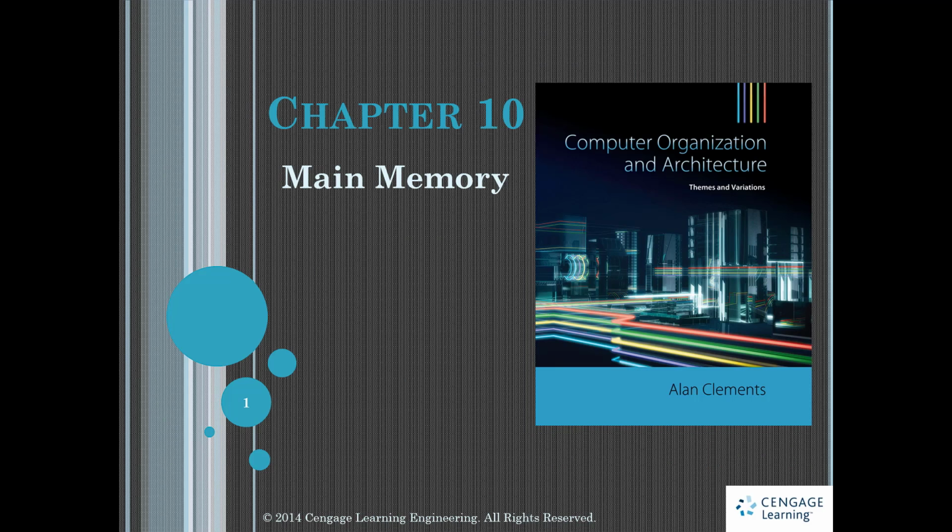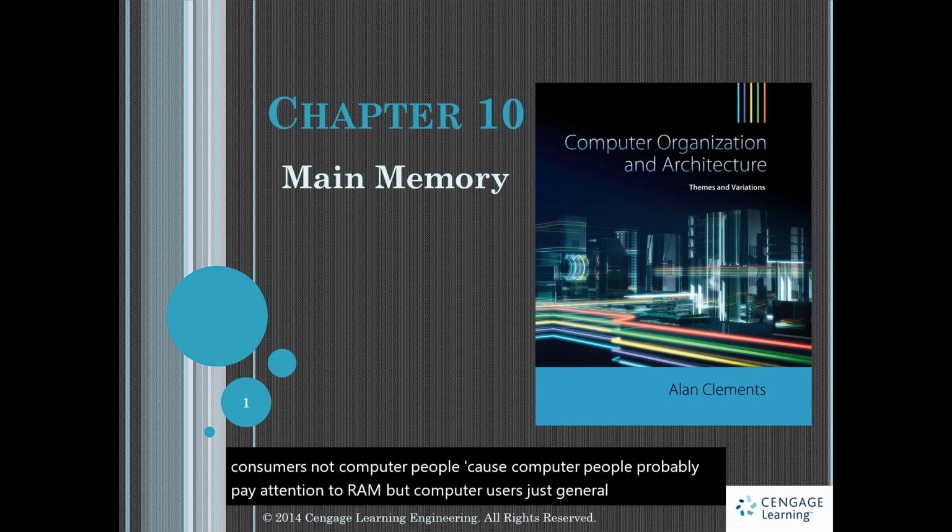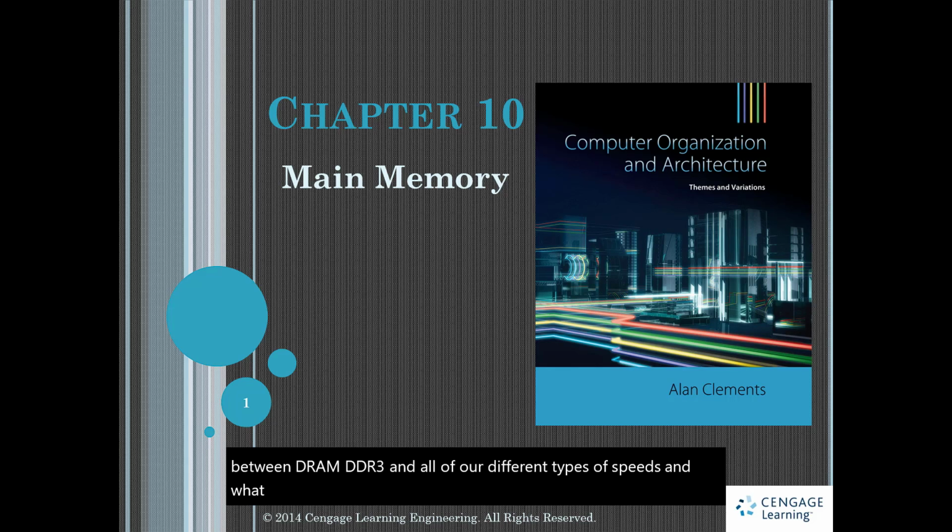So that is the end of chapter 10 for us. Many computer users, and I'm just talking about general consumers, not computer people, because computer people probably pay attention to RAM, probably know the difference between an Intel processor and an AMD processor, but they probably do not appreciate the difference between DRAM and DDR3 and all of our different types of speeds and what those numbers mean. They may not equally be aware of the trends in memory system design and the increasing role played by new forms of non-volatile memory.